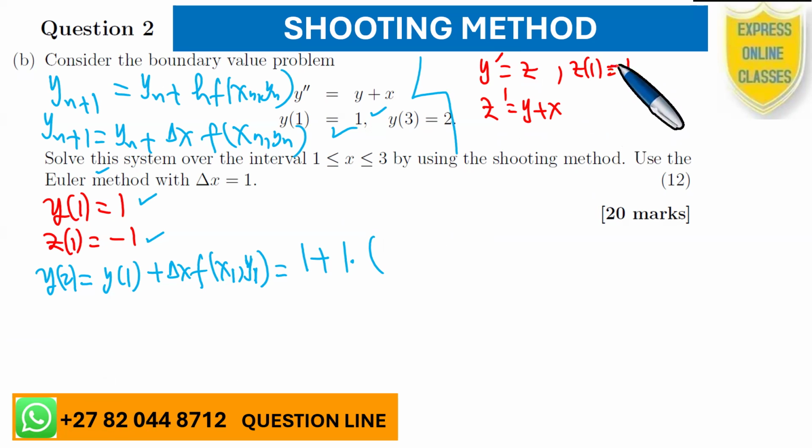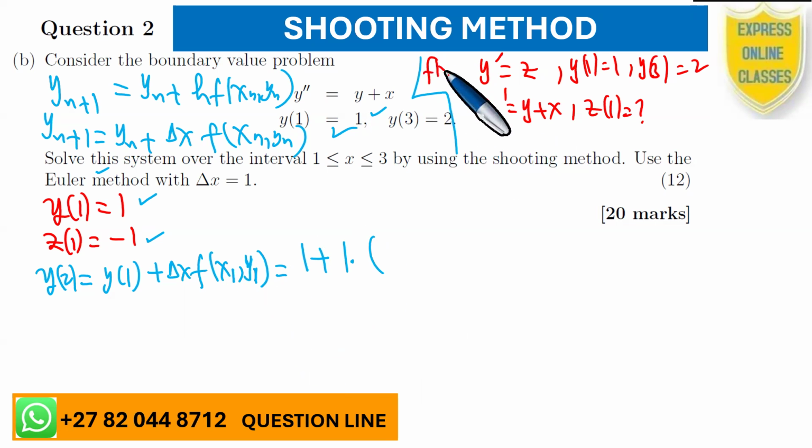Z1 is 1. Y1 is 1. Now this one is called f(x, y), the first derivative. If it is f(x, y), then it is Z1, but Z1 is negative 1. So you're going to put a negative 1 there, like so. And then now we have 1 minus 1 giving us a naught.